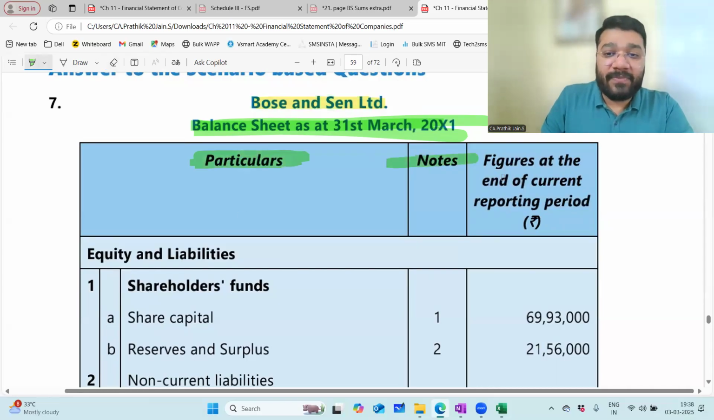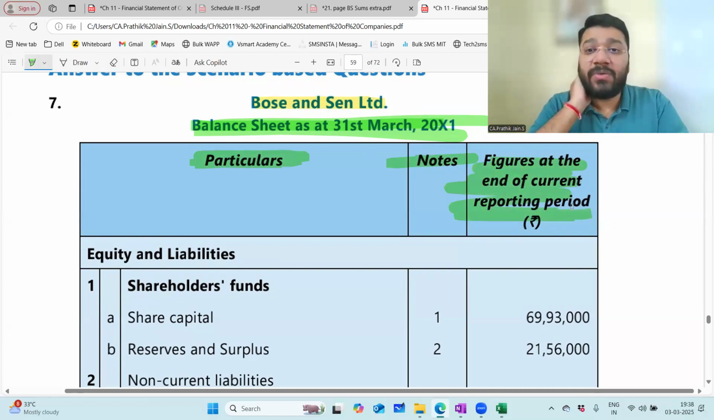Okay, now heading particulars: note number, figures at the end of current reporting period. You can write the date also, 31st March 2001.